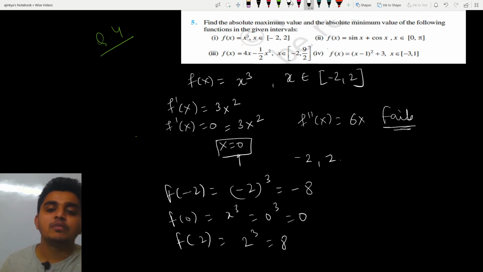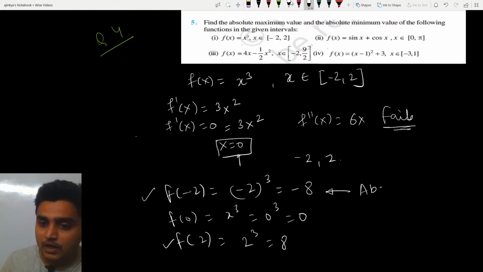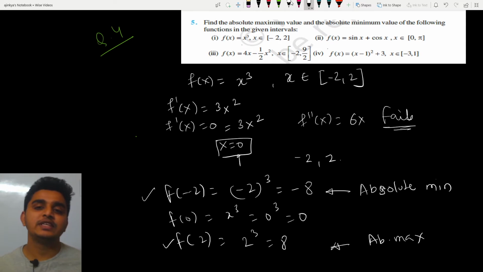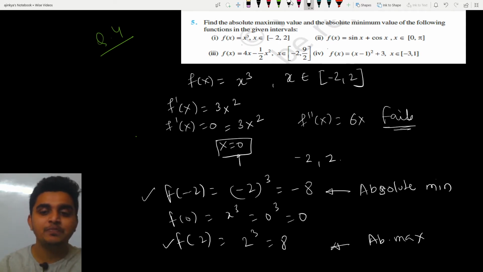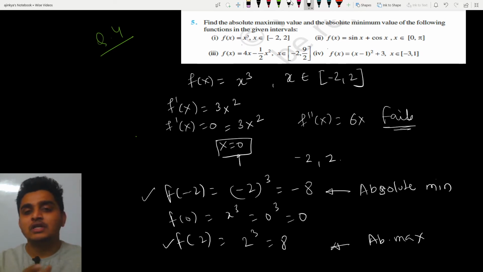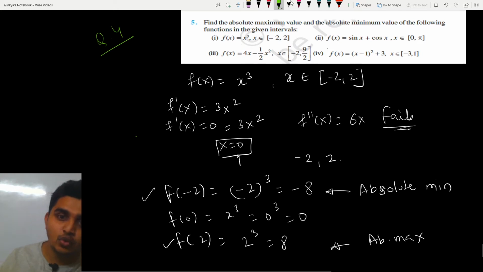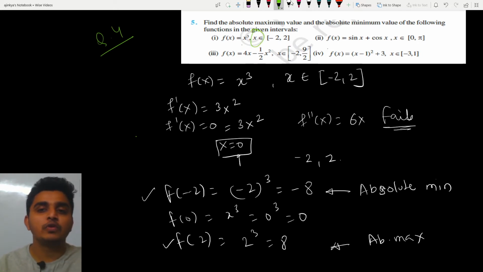So here clearly from f of minus 2 and f of 2, we can see that the absolute minimum value is minus 8 and the absolute maximum value is plus 8. So you can say that the absolute minimum and maximum values for this particular function are minus 8 and plus 8. Since the other function, f of x equals x, in question number 1 is very easy, we are not going to solve it. So we will move on to the second question.